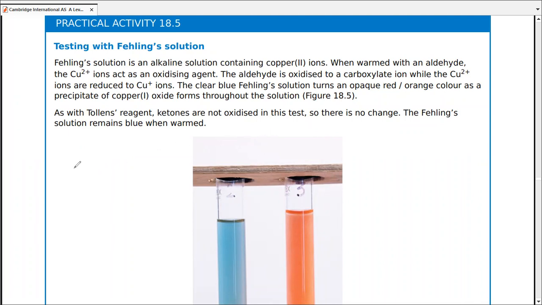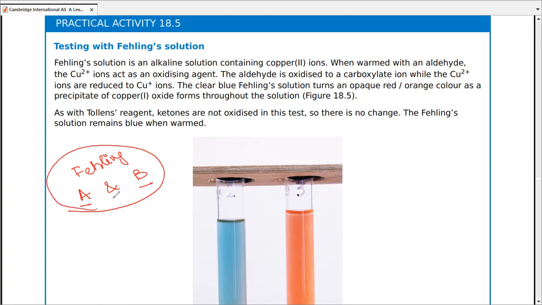So what we do is that in lab, you'll find Fehling's solution A and Fehling's solution B. We don't mix them all the time in the lab. We just mix them right before we are about to use them. So for lab, you'll have both of these separately. You mix them right before your reaction and use them as made fresh. So Fehling's solution, in this case, means A plus B together. It's an alkaline solution containing copper 2 ions.